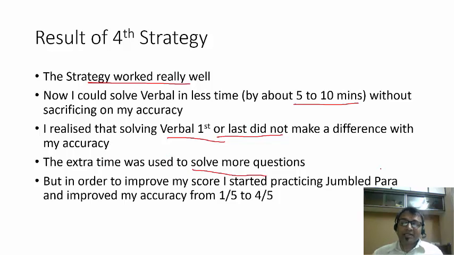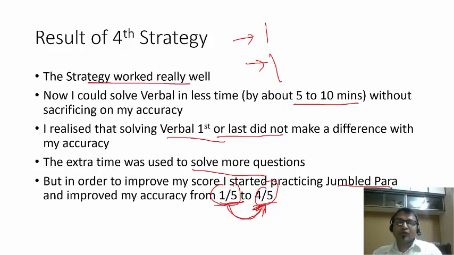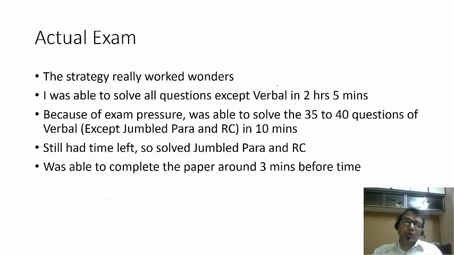In the meantime, I also practiced jumble para. I realized I could improve my accuracy in jumble para. So I focused on it and improved my marks from 1 out of 5 to 4 out of 5. It was normally consistently 1 out of 5, and practicing jumble para, I came to 4 out of 5. At that time jumble para was in individual sets, 5 different sets. So with this fourth strategy, I finalized my strategy and went for the exam.